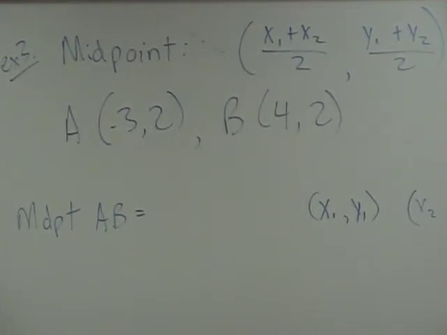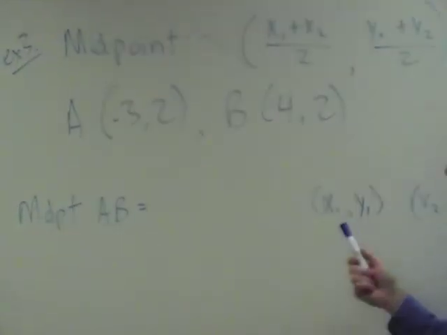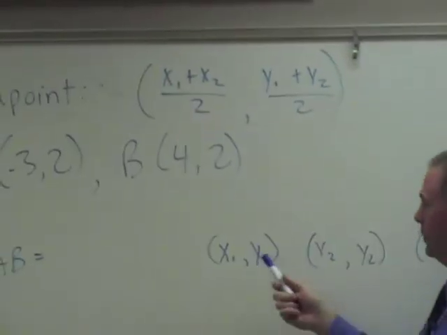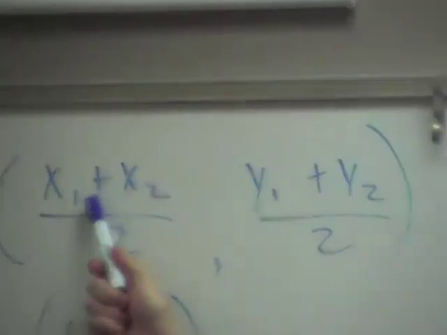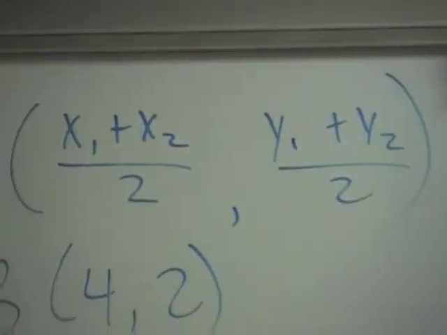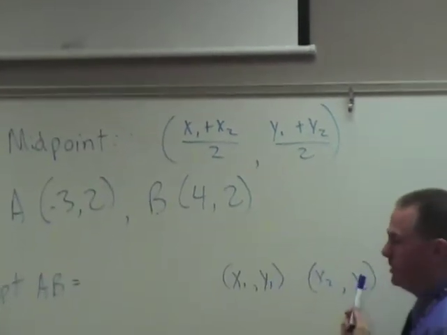Why is it that on the formula there's a 1 and a 2, and then on the x and y thing there's a 1 and 1? Because the formula says that you're adding the two x's together. The x of the first coordinate and the x of the second coordinate. That's what you're adding together. So you add the x's together, divide by 2, and then you add the y's together, divide by 2.